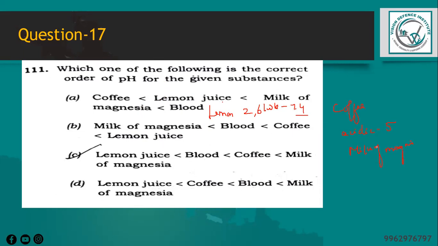Therefore, the correct order of pH from lowest to highest is lemon juice, less than coffee, less than milk of magnesia. So the right answer is C.